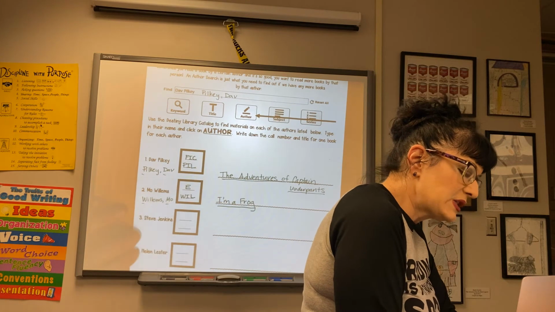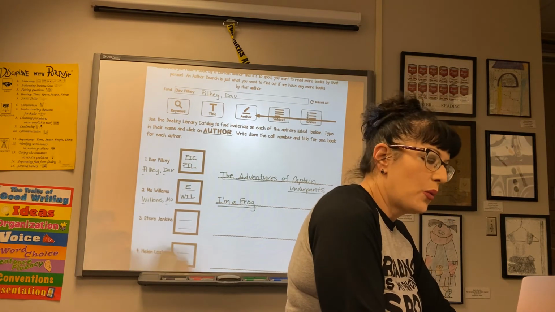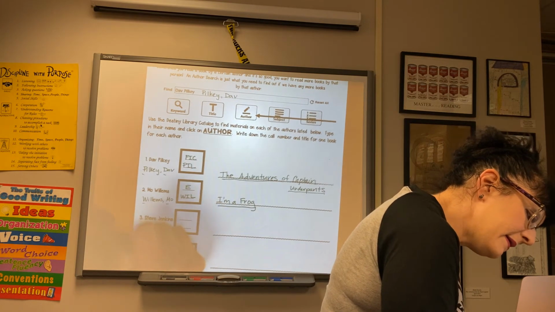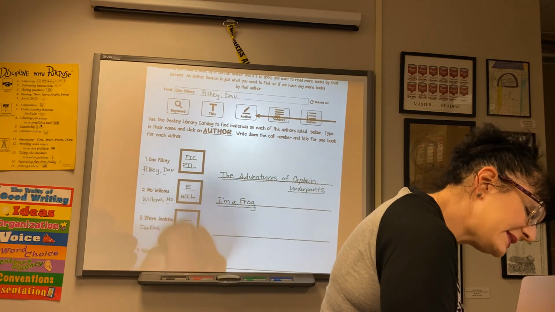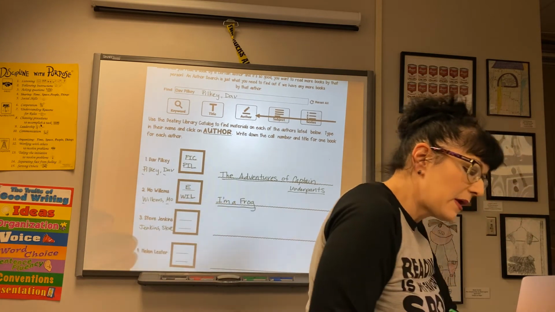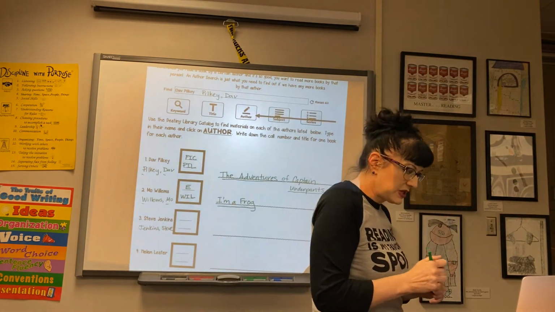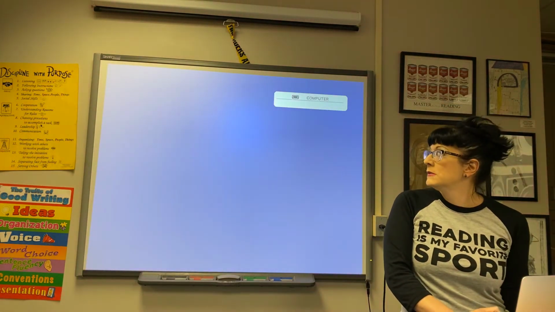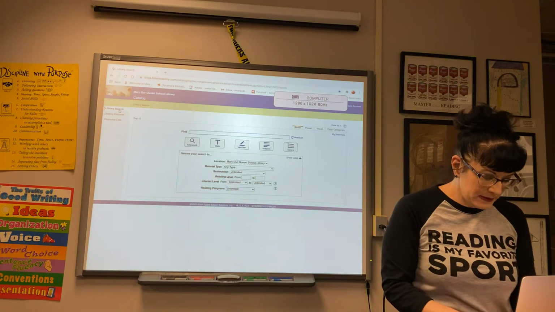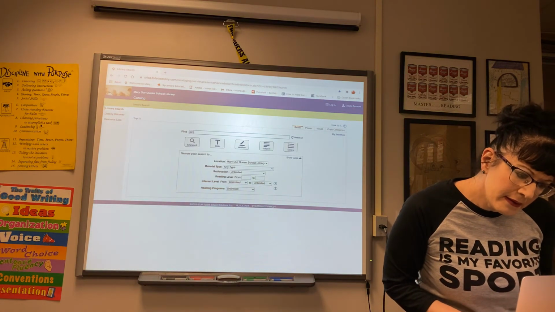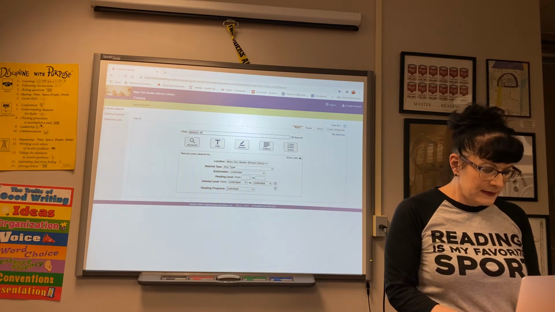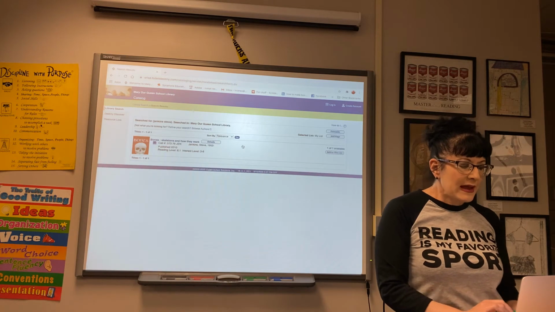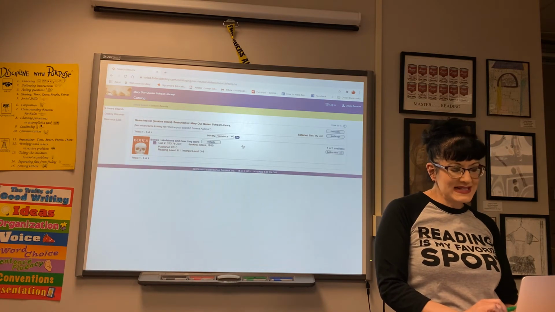So the very next one is Steve Jenkins. So first thing we're going to do, rewrite his name. Jenkins, comma, Steve. And we're going to see if we have any books by Steve Jenkins. Remember, go back to library search, and we do an author search. And we have 1 book by Steve Jenkins.